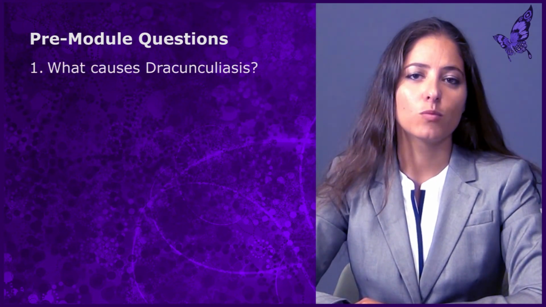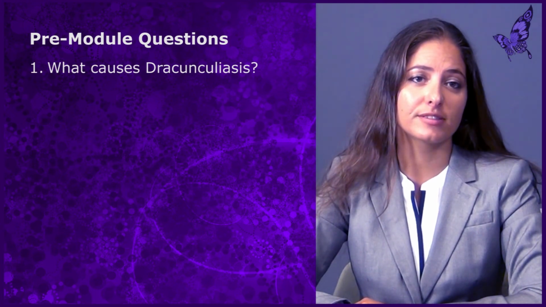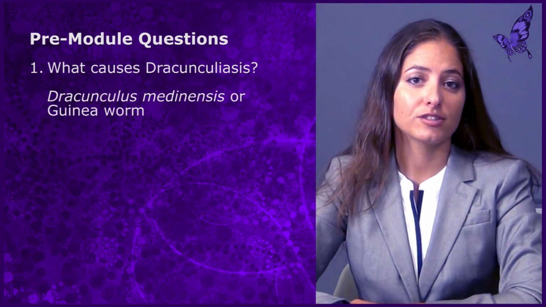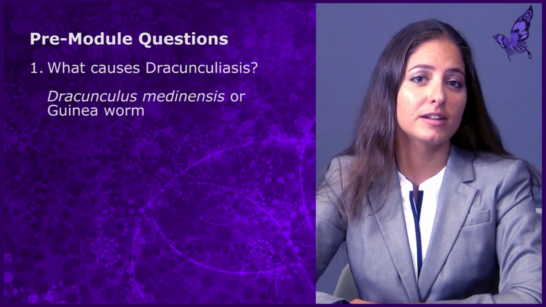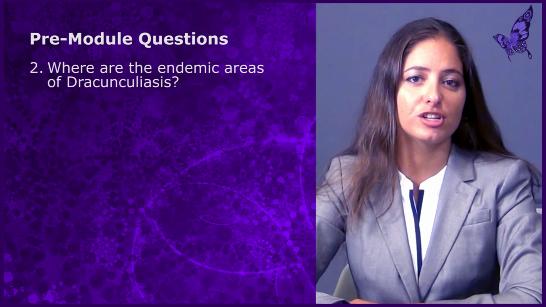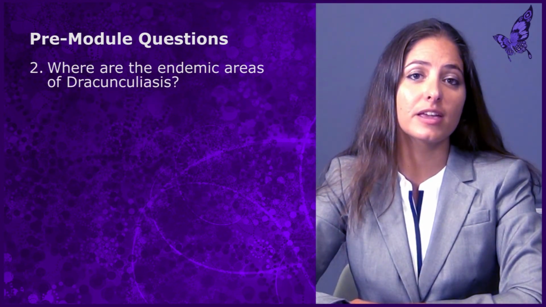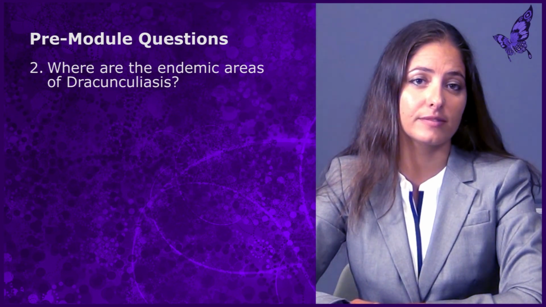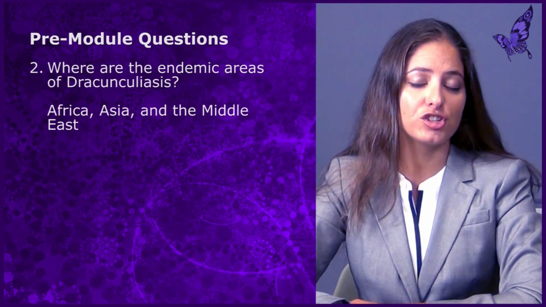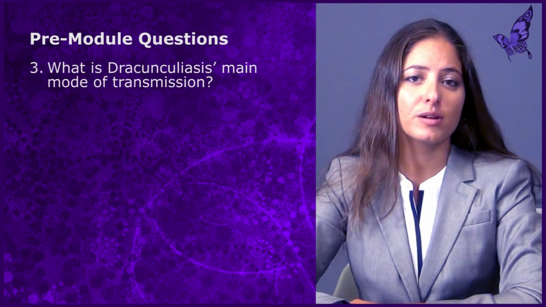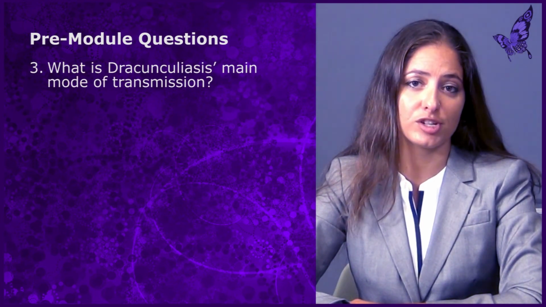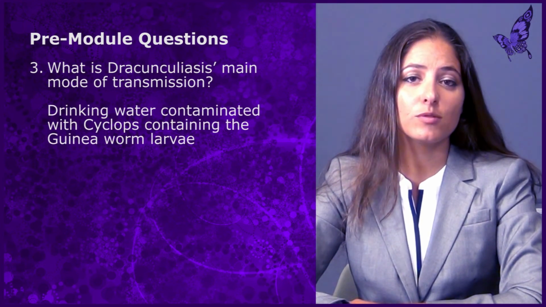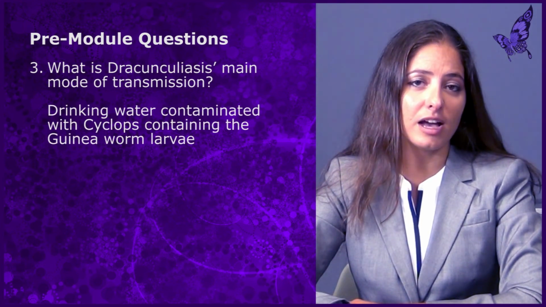Question number 1. What causes dracunculiasis? The answer, Dracunculus medinensis, or guinea worm. Question number 2. Where are the endemic areas of dracunculiasis? The answer, Africa, Asia, and the Middle East. Question number 3. What is dracunculiasis' main mode of transmission? The answer, drinking water contaminated with cyclops containing the guinea worm larvae.